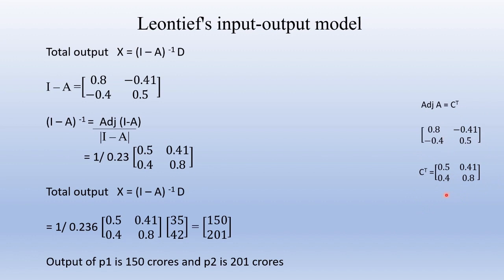Substituting the values of adjoint matrix of I minus A divided by determinant of I minus A and value of D, that is final change in demand 35 and 42 for P1 and P2 respectively, in the equation to find total output X. And solving it we get output of P1 is 150 crores and P2 is 201 crores.